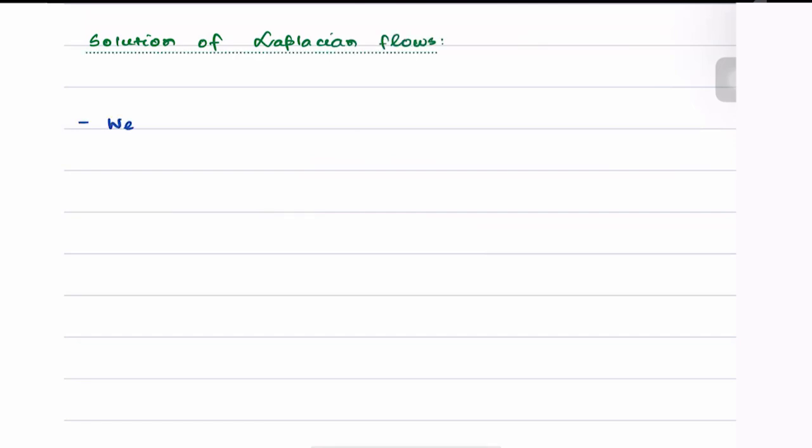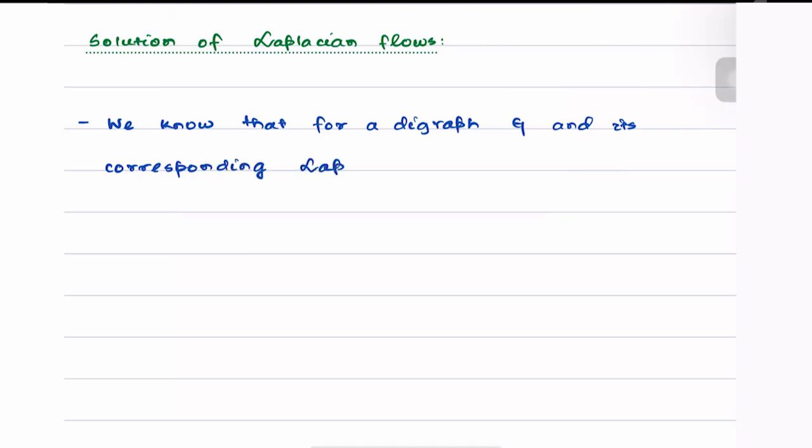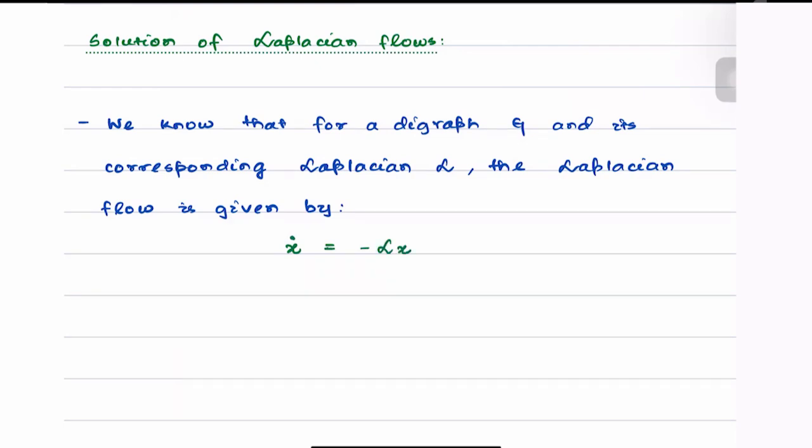Let's start. We know that for a digraph G and its corresponding Laplacian matrix L, the Laplacian flow is given by x dot equals minus Lx. That's it.